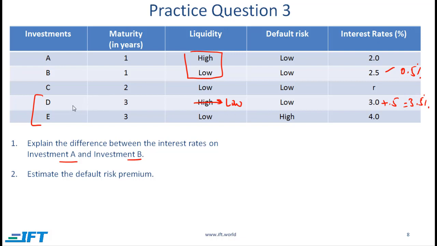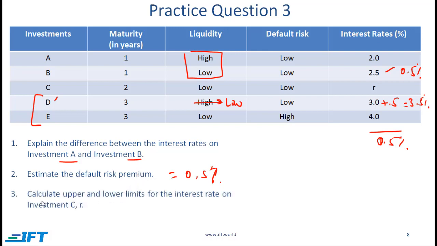Then what we can do is the following. If we have this newer version of D, let's call it D bar or D complement, this has a low liquidity versus E, which also has low liquidity. Default risk here is high. The difference between this new version of D, which is the low liquidity version, and E is 0.5%. This means that the default risk premium is equal to 0.5%.